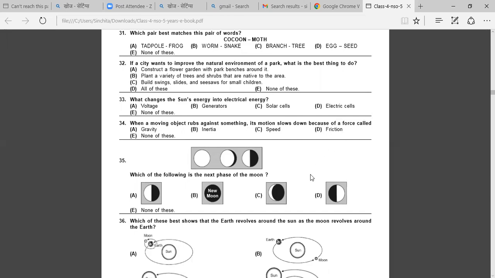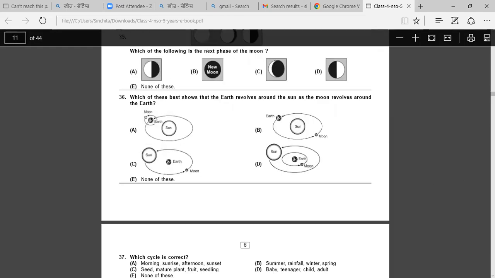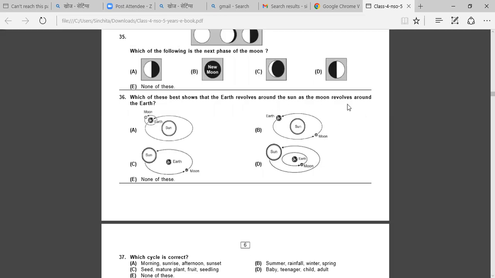Okay, the next one, which of the following is the next phase of the moon? The correct answer will be C. Now the next one, which of this best shows that the earth revolves around the sun as the moon revolves around the earth? This is the correct answer. See, around the sun, earth is revolving and around the earth, moon is revolving. This is the correct one.